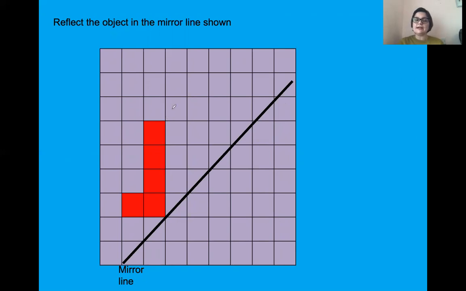So I'm going to again label my shape A, B, C, D, E, F. And then I'm going to reflect each corner on the other side of the mirror line.